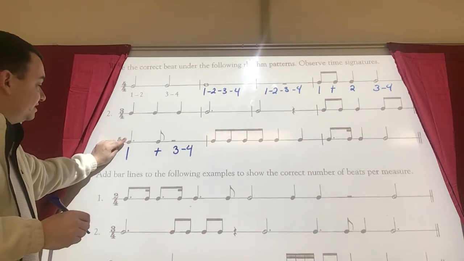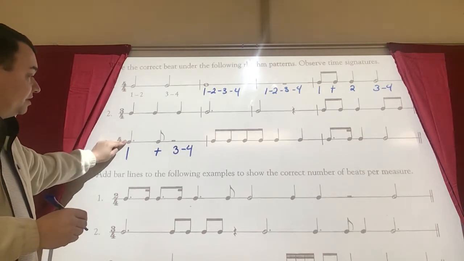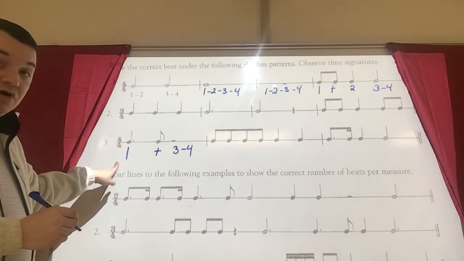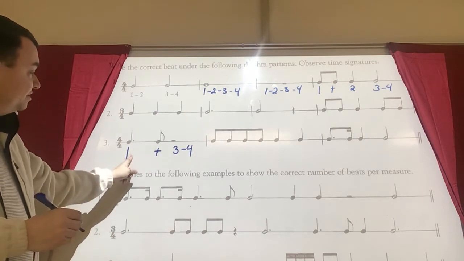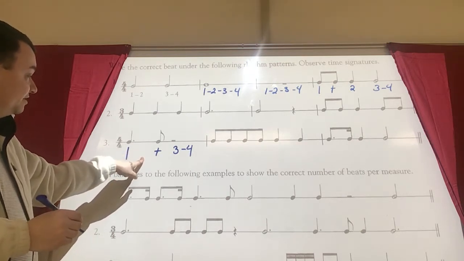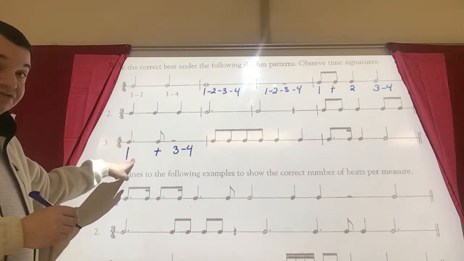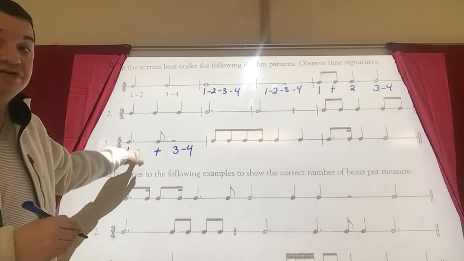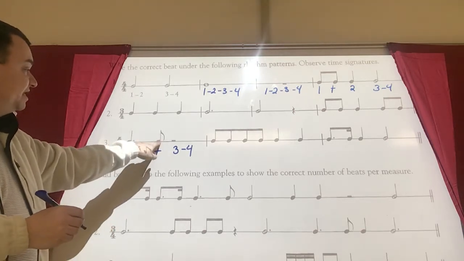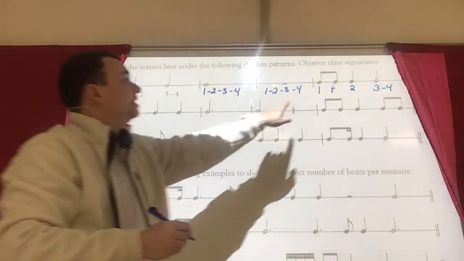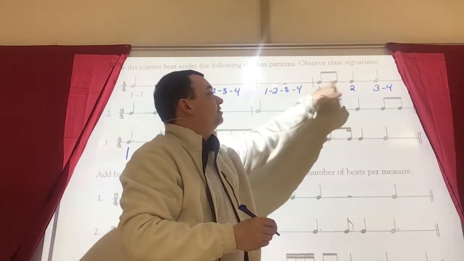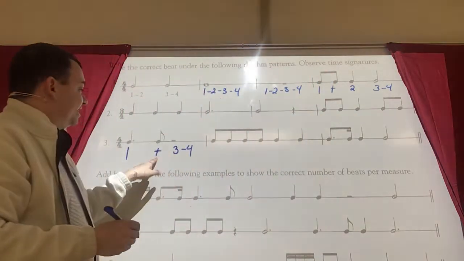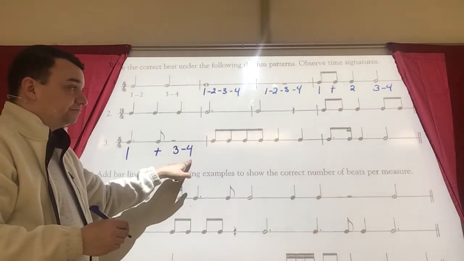This dotted quarter starts on beat 1, but it carries into beat 2, because it's worth 1.5 beats. So it carries into beat 2. This is the end of beat 2. This is the "and". It would be like this, "2 and." This is the "and" of beat 2, and then 3, 4.